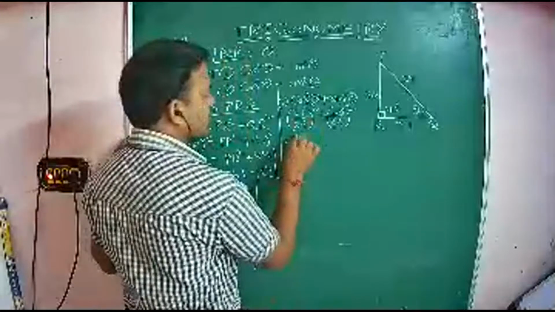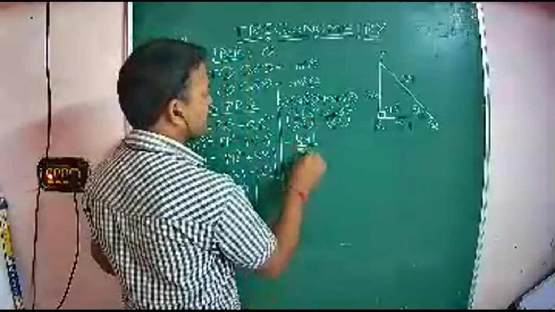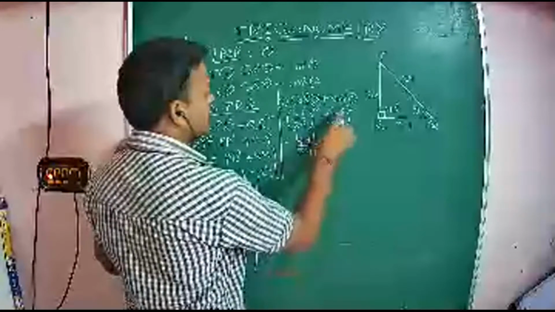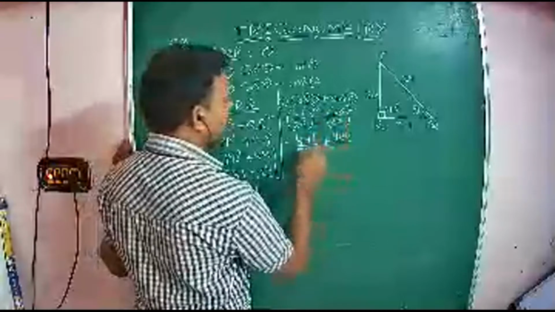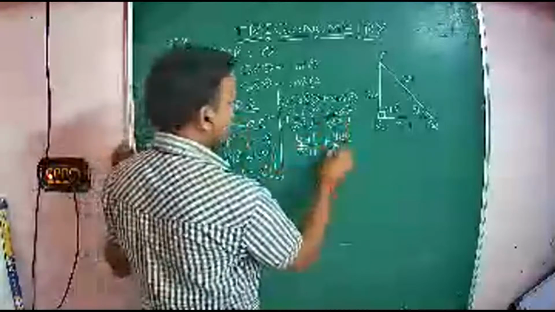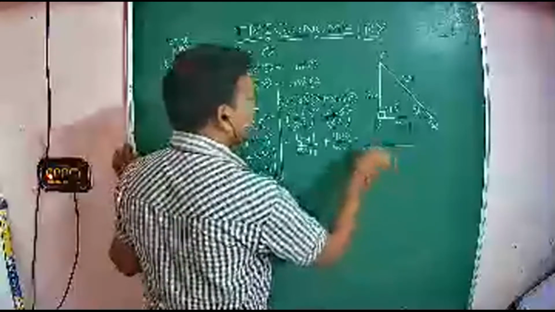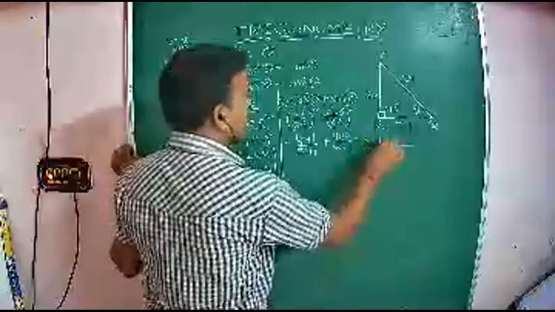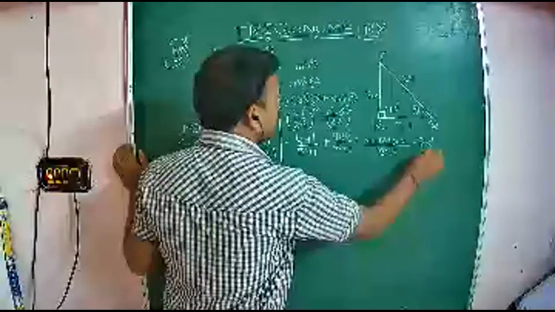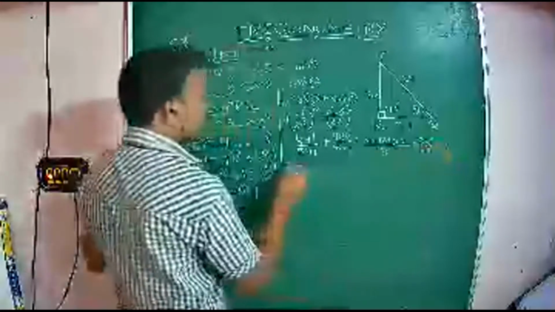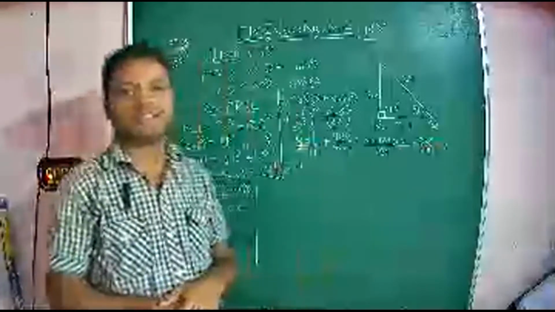So simply, 21 whole square is nothing but 441, by 29 whole square, which is nothing but 841, plus 20 square is nothing but 400, by 29 whole square, which is nothing but 841. So the LCM we need to take is 841. 441 plus 400 equals 841 by 841. Then you will get 1. So that is about the first one: cos square theta plus sin square theta is equal to 1.